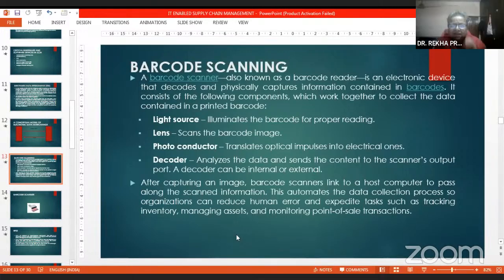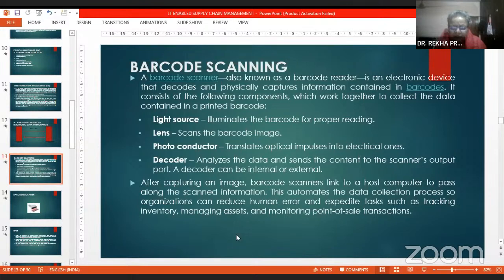A barcode scanner, also known as a barcode reader, is an electronic device that decodes and physically captures information contained in barcodes. It consists of the following components which work together to collect the data contained in a printed barcode. A light source illuminates the barcode for proper reading. All of you must be familiar. You go to any mall, they have a scanner. When you purchase a thing, it scans the price of that and makes the billing.